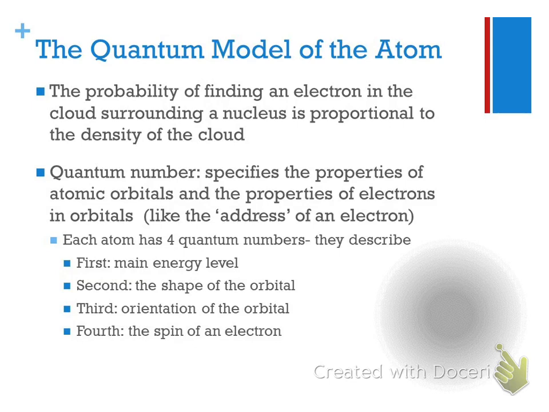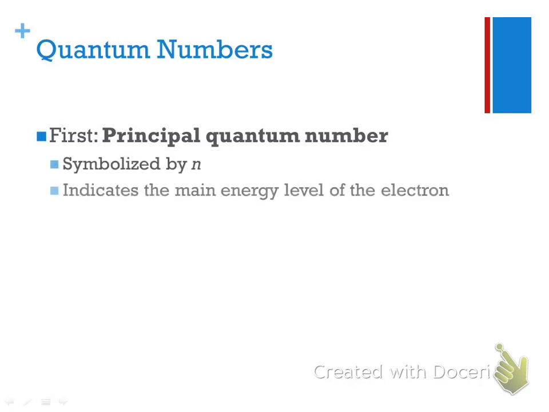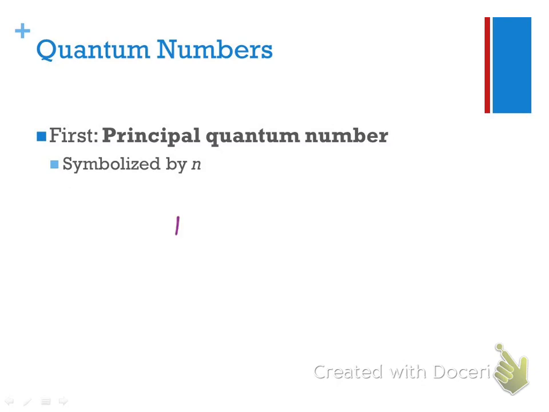Okay, so let's look at the first one first, this main energy level. And they go in this order. So a quantum number, for example, might look like this: 2, 0, 0, 1/2. That would be an example of the quantum number. It's got 4 parts, right? So that would be how it's given. All right, so here we go. The first part of our quantum number is called the principal quantum number, and it's symbolized by a lowercase n.